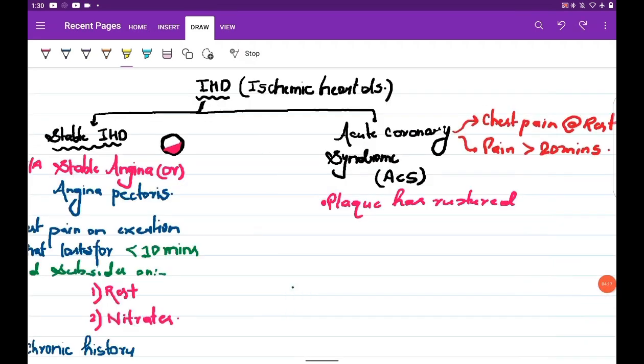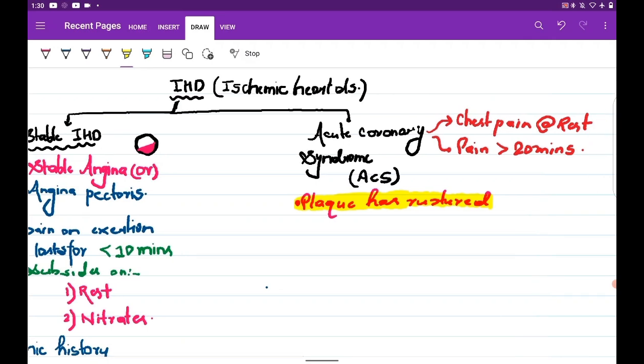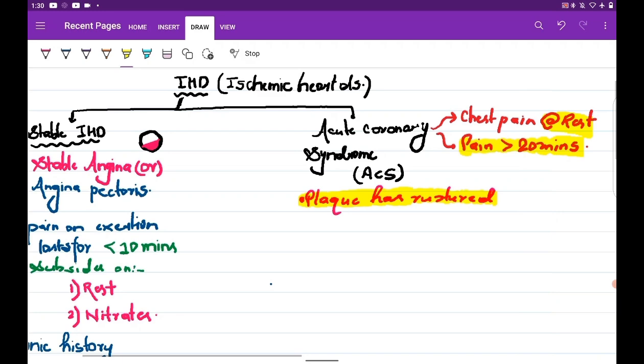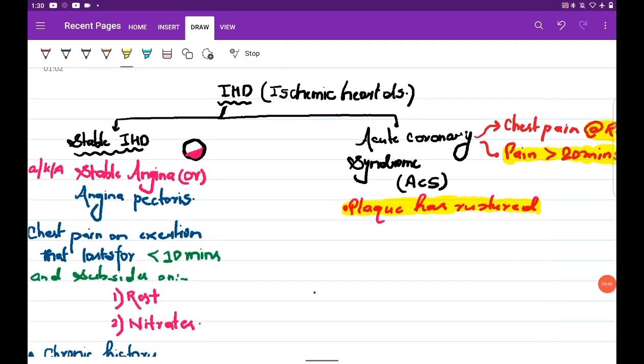So I explained how in acute coronary syndrome the plaque has ruptured and hence there will be formation of clot over it, and thereby the chest pain will be present at rest and the pain will last for more than 10 minutes or 20 minutes. Now we'll talk about acute coronary syndrome in subsequent slides. First let's completely talk about stable IHD.